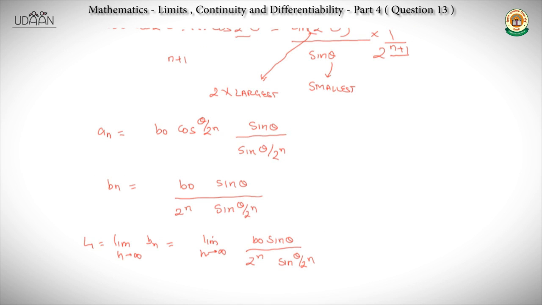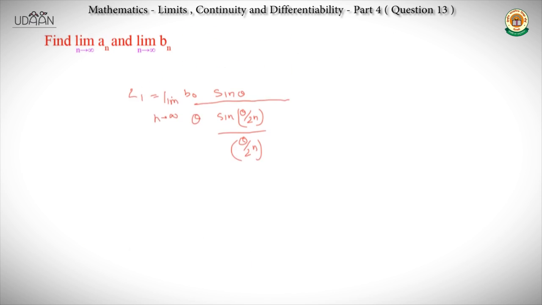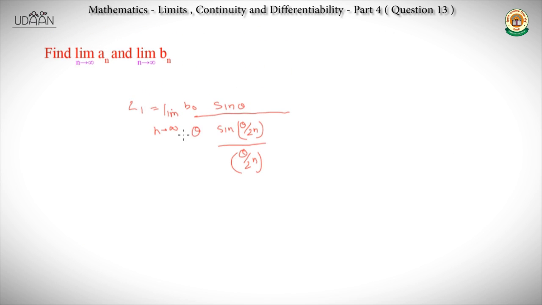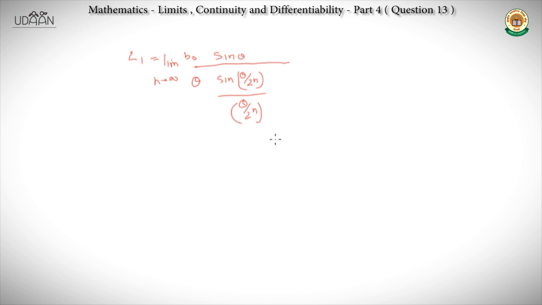So the next step was, how did this theta come over here? In the denominator, I took 2 raised to n below it. So you multiply and divide by theta. Exactly. So theta by 2 raised to n tends to 0. We know that the limit of sin x by x as x tends to 0 equals 1. So I am going to use this identity over here.